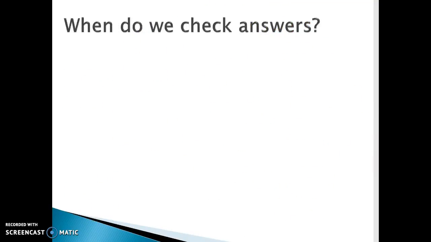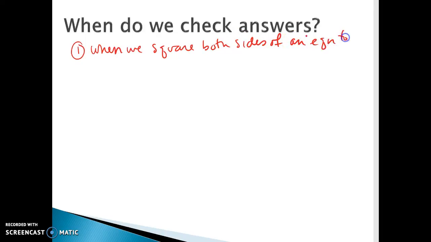All right, so the big question of the day, when do we check answers? There are 2 crucial times that we need to do this. The first time is when we square both sides of an equation to solve. And this was like what we saw in the last example, example 5. We introduce extraneous solutions when we square both sides, therefore we have to check them in the original equation.